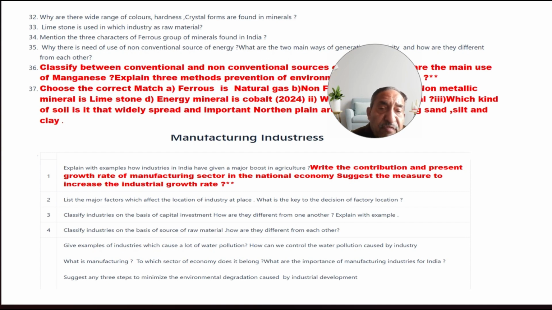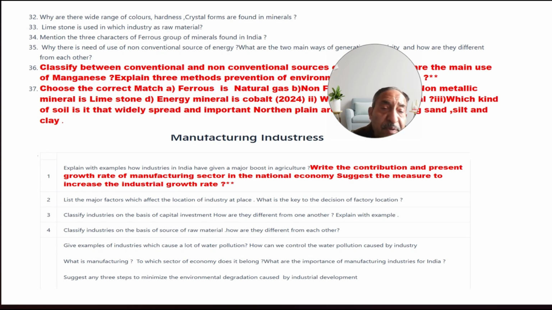List major factors which affect the location of industry at a place. What is the key of decision of factory location? Classify industry on the basis of capital investment. How are they different from one another?